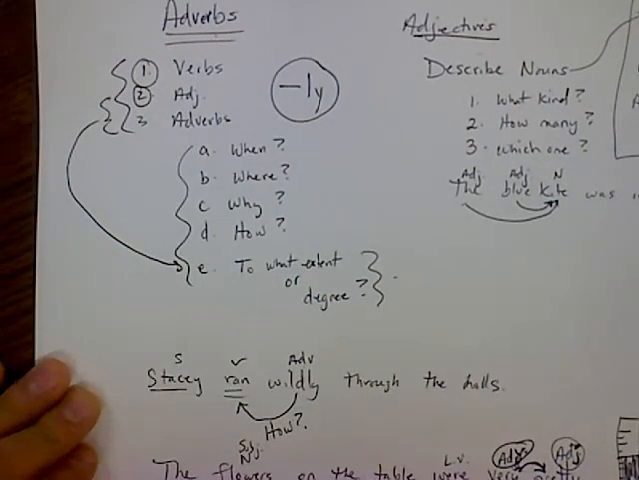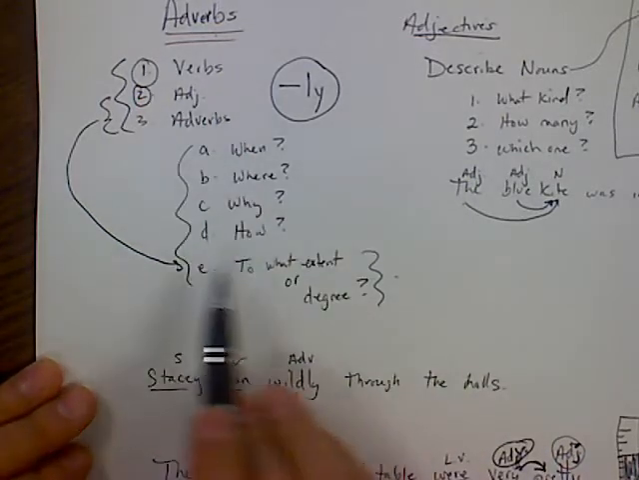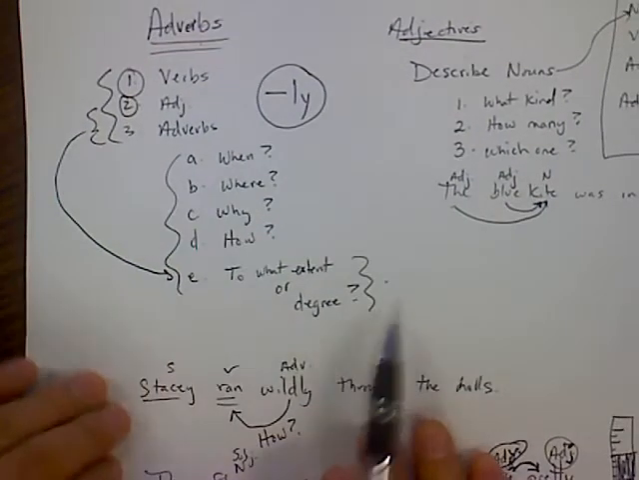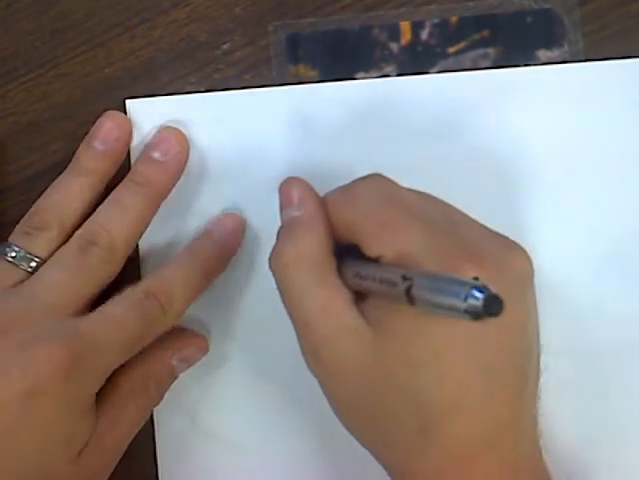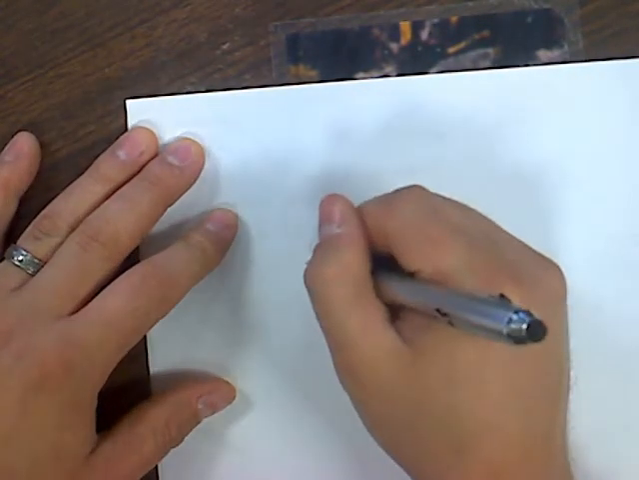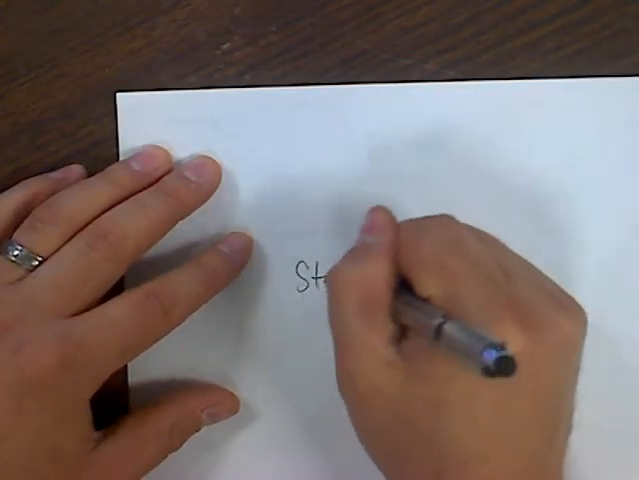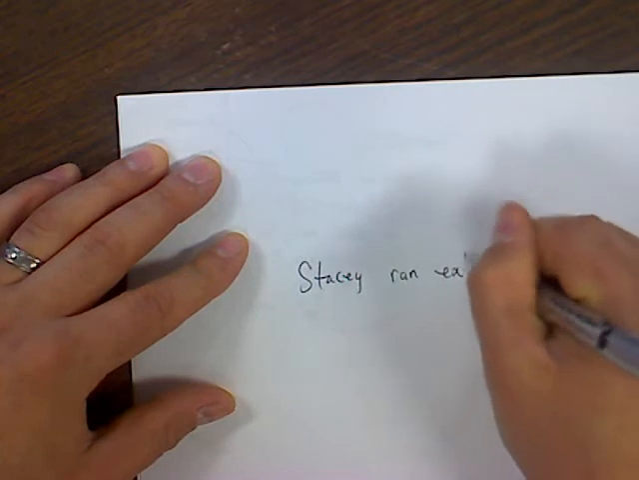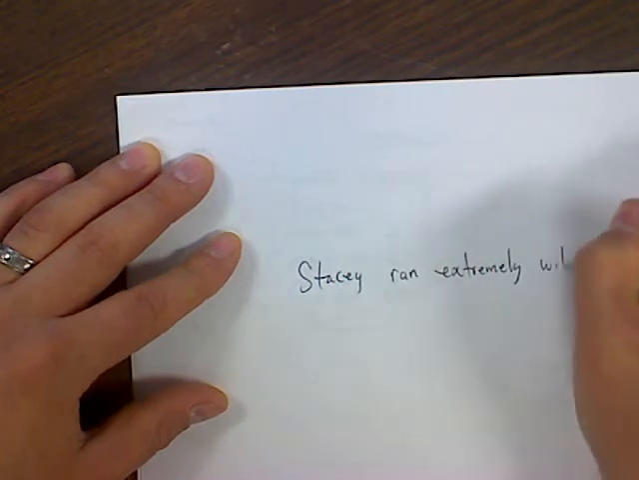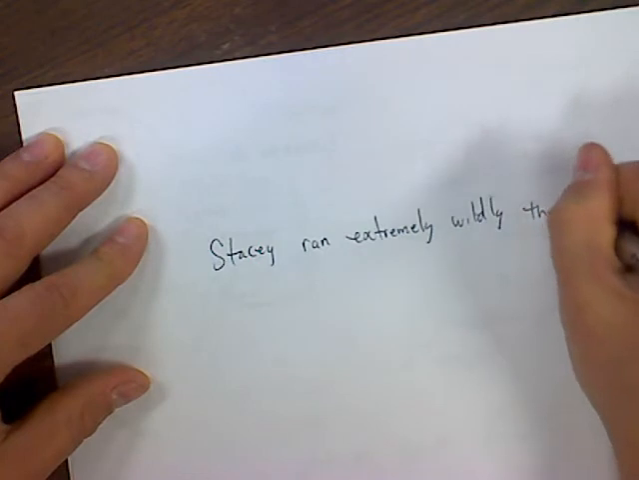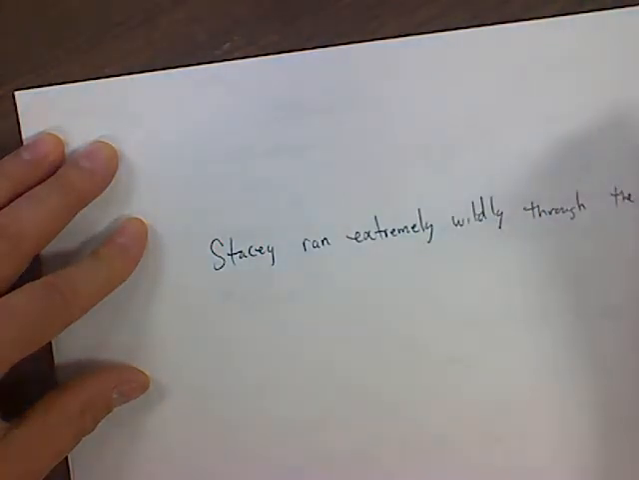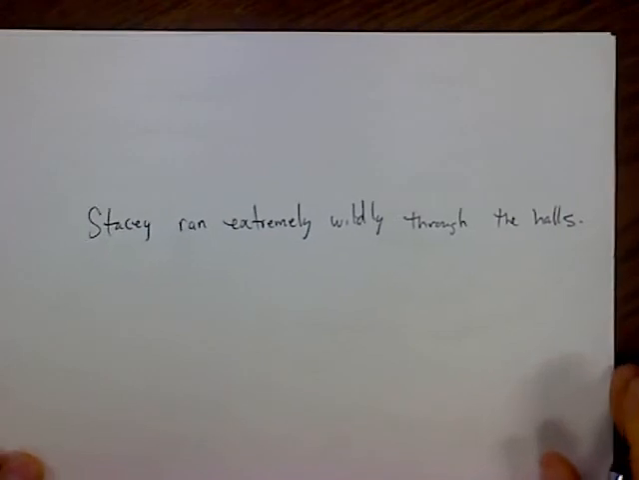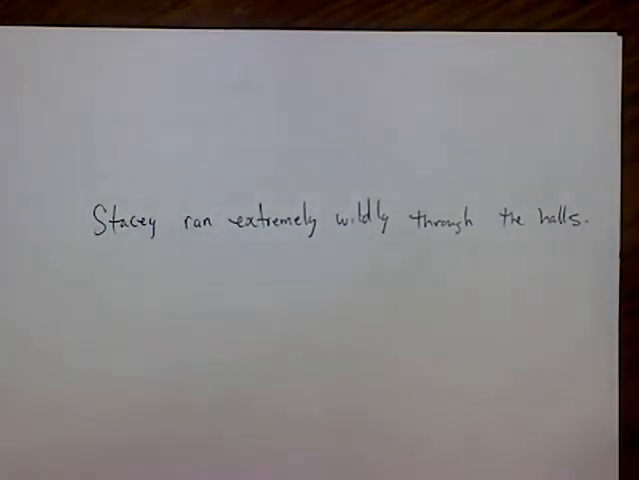Well, what about adverbs modifying other adverbs in the sentence? That's, again, probably going to be to what extent or degree. So if I jump over to the back side of this page, one more example. We used the sentence with the adverb wildly already. Let's use that again. Stacy ran extremely wildly through the halls. Same sentence, I added one more word, which probably guides you to where that new adverb is.